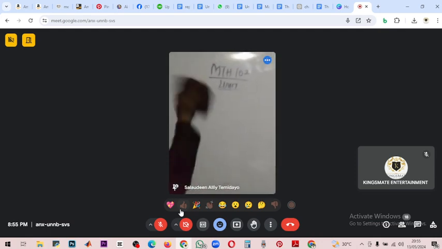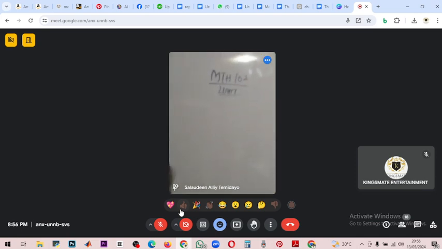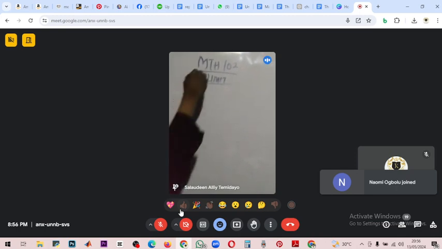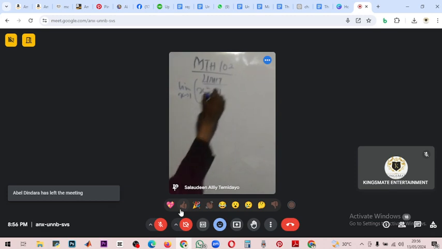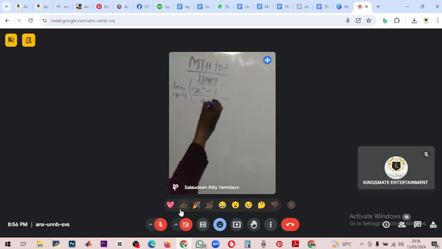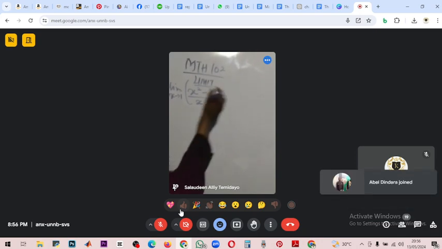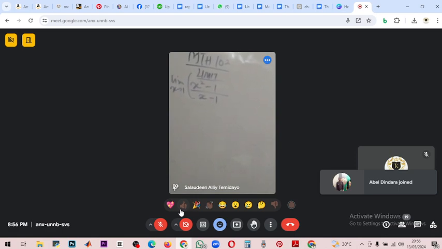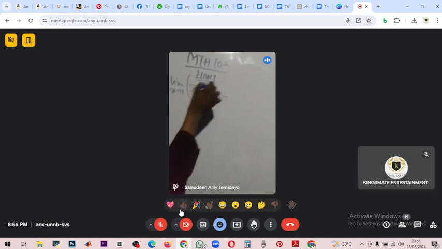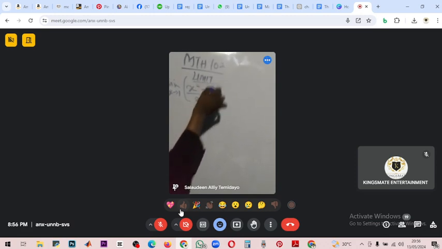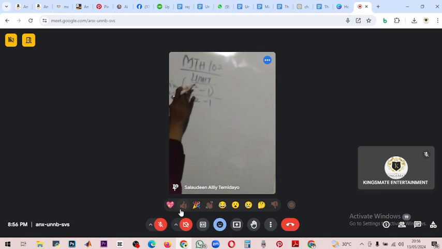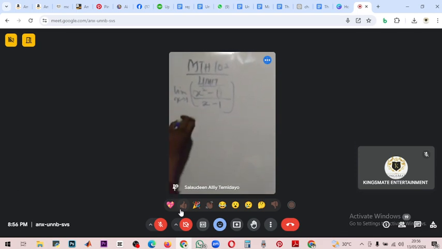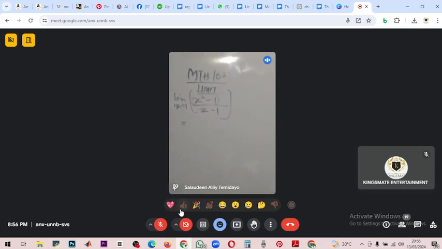So then let's take something. Here is the limit as x goes to 1 of this quotient: x squared minus 1 over x minus 1. Okay, let's take x to 1. I'm just thinking it's too simple. You should start from simple. So let's say this is the question given to you now.